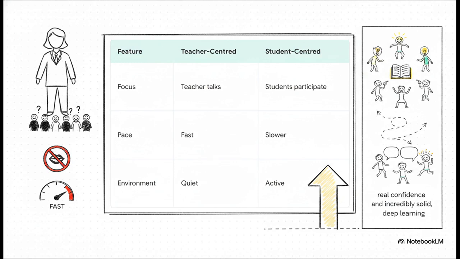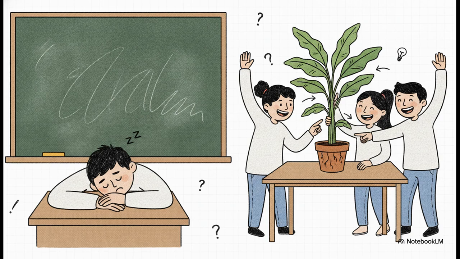Now flip that to the student-centered approach. Here, the student is the hero. The focus shifts entirely to participation and discovery. The pace might feel a little slower, and yeah, the room can get pretty active, maybe even a bit noisy. But here's the crucial takeaway. While the traditional method blasts through the syllabus, this student-centered method actually builds real confidence and incredibly solid, deep learning that sticks.